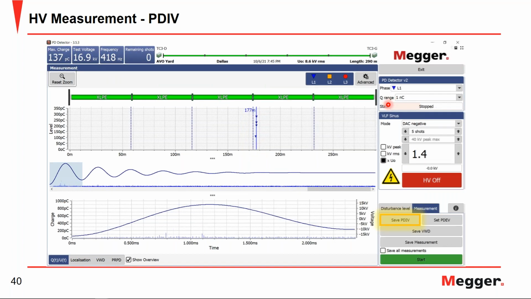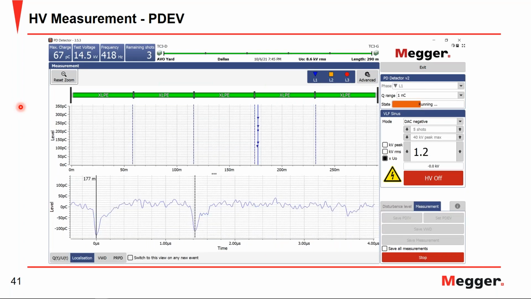So once the measurement's finished running, you can see it's stopped now, we want to save our inception voltage. We now have those repetitive partial discharges as we gradually stepped up in voltage. So now we want to save that as our inception voltage. And you can see that the PD was flagged at 177 meters, which is just 2 meters away from the splice, giving us a strong indication of that partial discharge taking place in that third splice there.